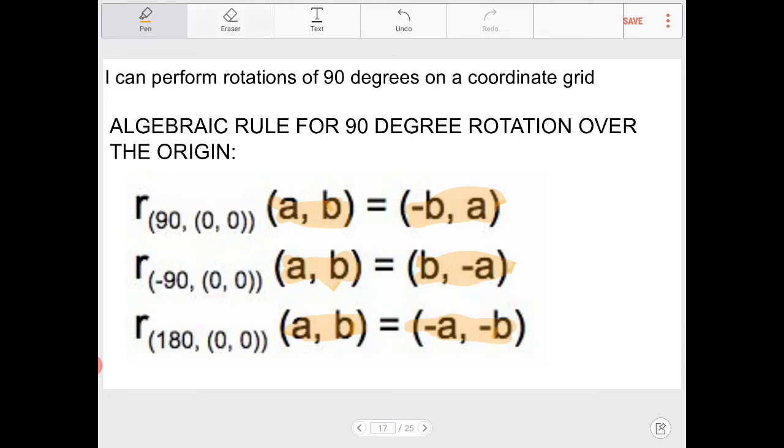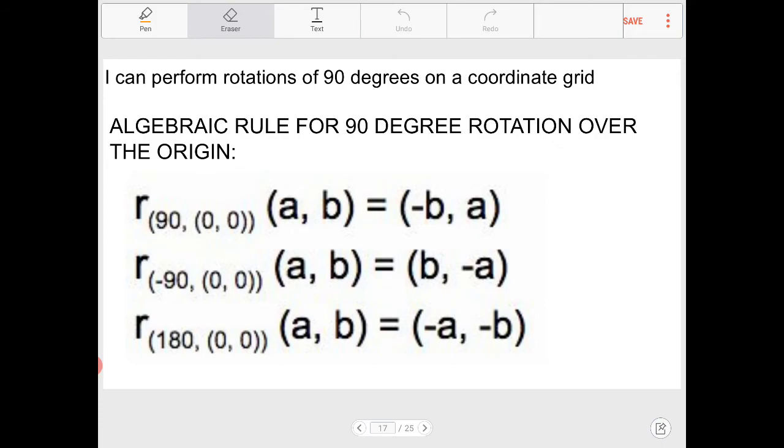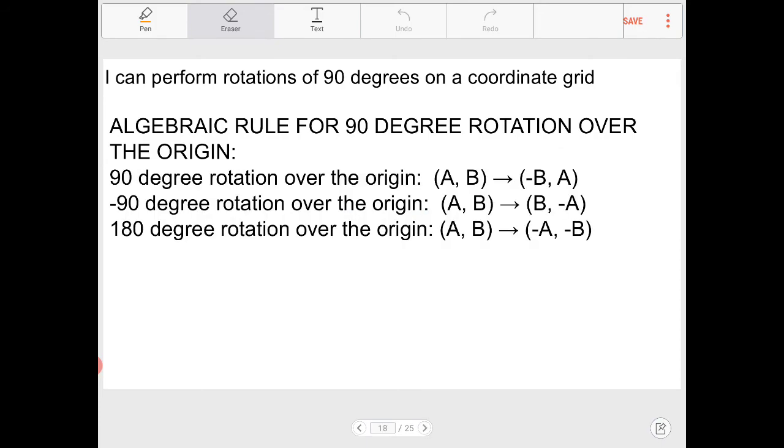Again, if you're not that visual of a person, I highly recommend that you take advantage of this little cheat sheet here. 90 degrees rotation over the origin, negative 90 degree rotation over the origin. Right, this was said already. I don't know why I am reiterating this, but yeah, this was already said.